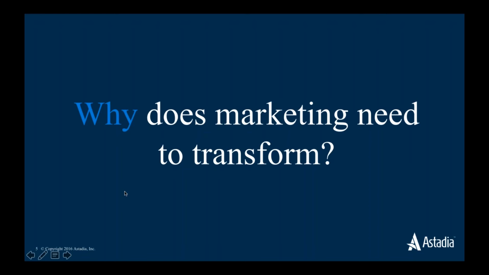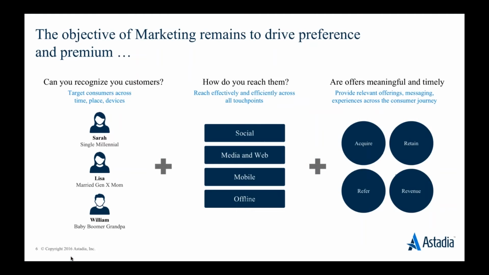Sarah's a millennial. She's single. Lisa's a married Gen X mom. William's a baby boomer. So do you know the right audience? Do you have the right preferences? How do you reach them? Are you using the right channels? Social media, social, web, mobile, offline. And then finally, are the offers meaningful and timely?